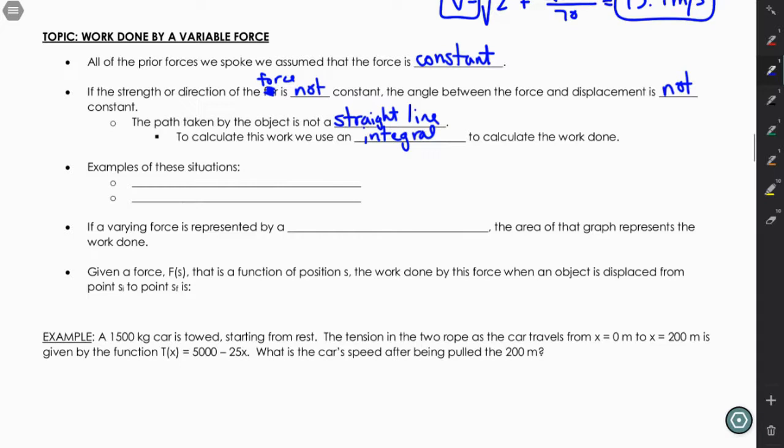So just a couple of examples here. The first is spring force, and we're going to do a lot of work in this area. And then the other example would be a pendulum.